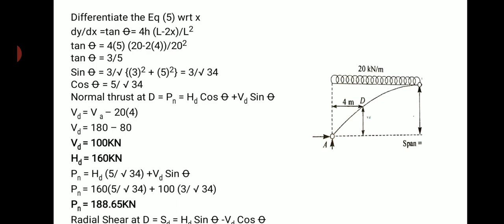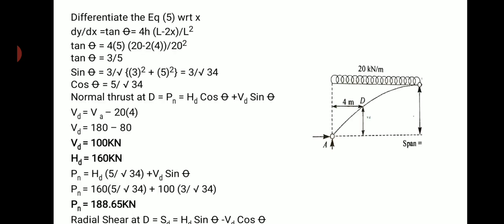Now, after finding the value of normal thrust, radial shear shall be found out by using SD is equal to HD sin theta minus VD cos theta. HD you need to substitute as 160 and VD as 100. The sin theta and cos theta values are already identified. So just substitute and get the value of the radial shear. Okay. So after finding that, you will get the value of horizontal thrust and radial shear.